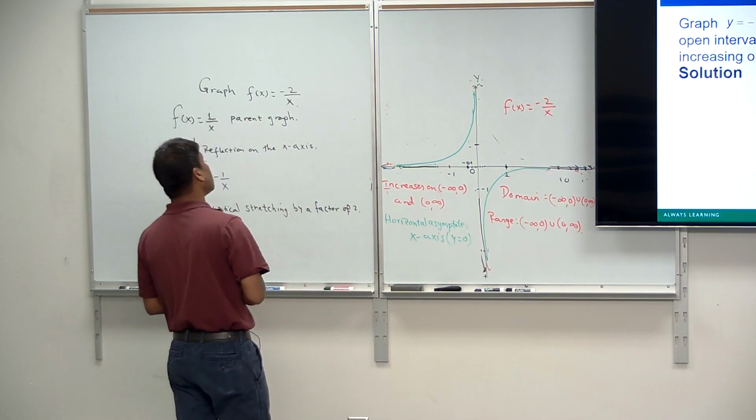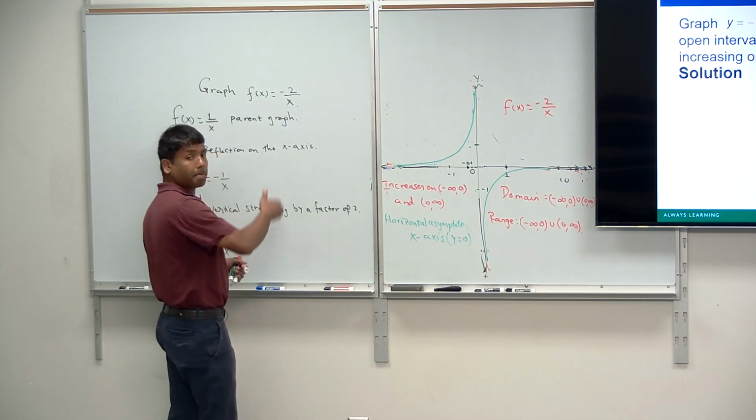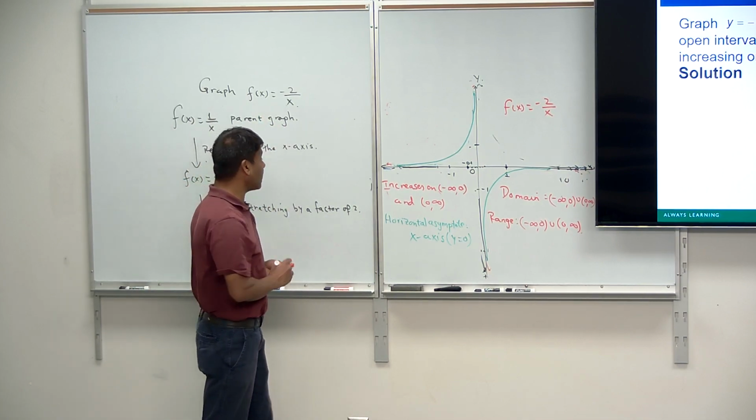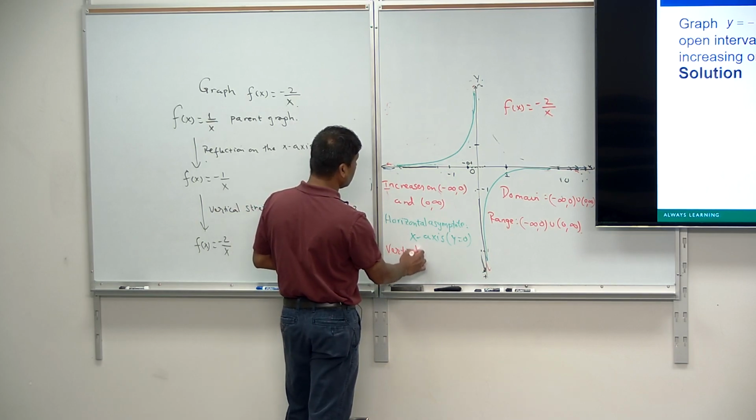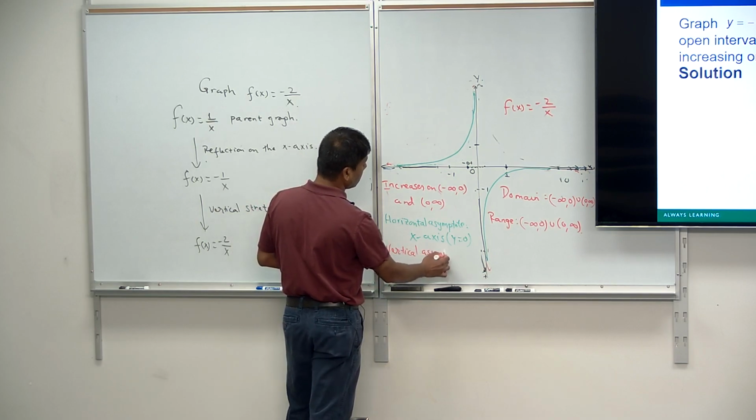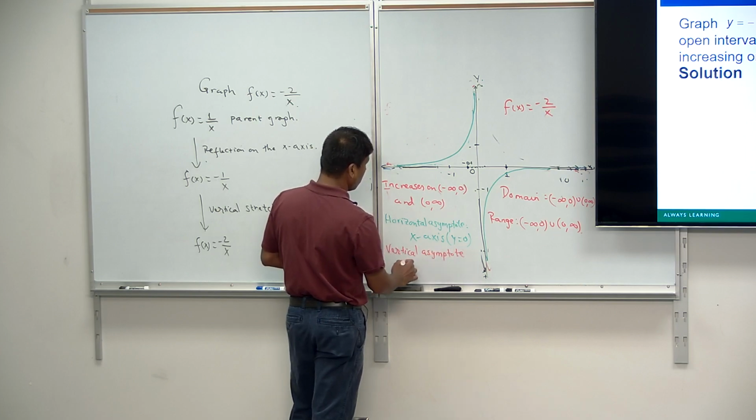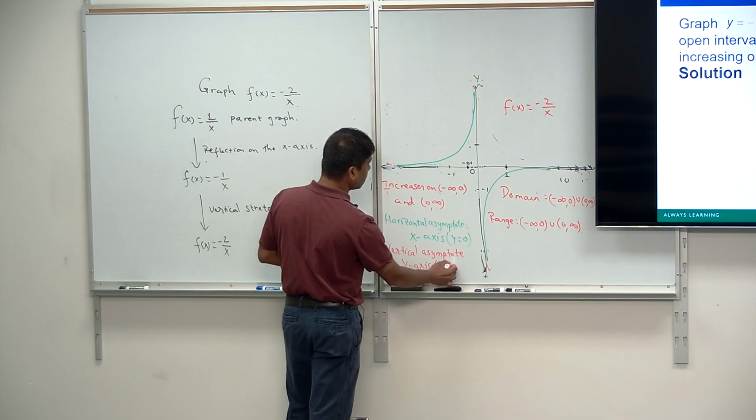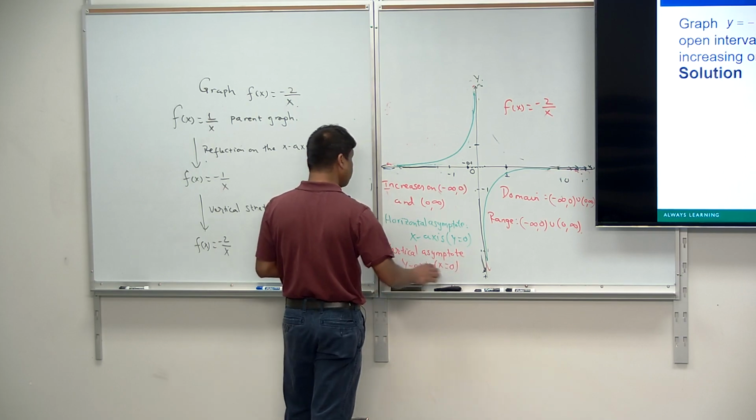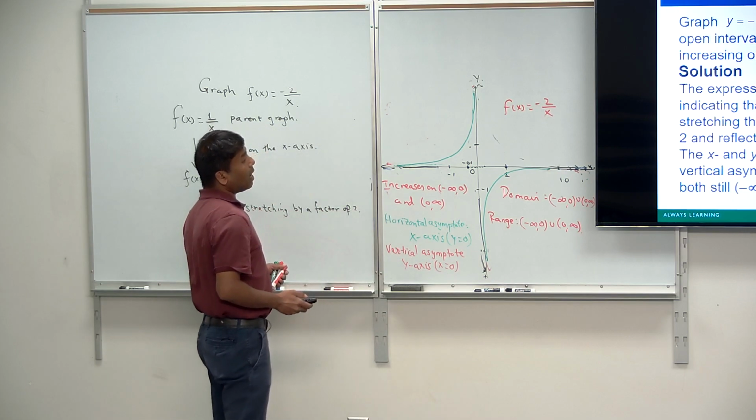And what about the vertical asymptote? The y-axis. Yep. So the vertical asymptote will be the y-axis, and you guys know the equation of the y-axis is x equal to 0. So I think you got it, right, guys?